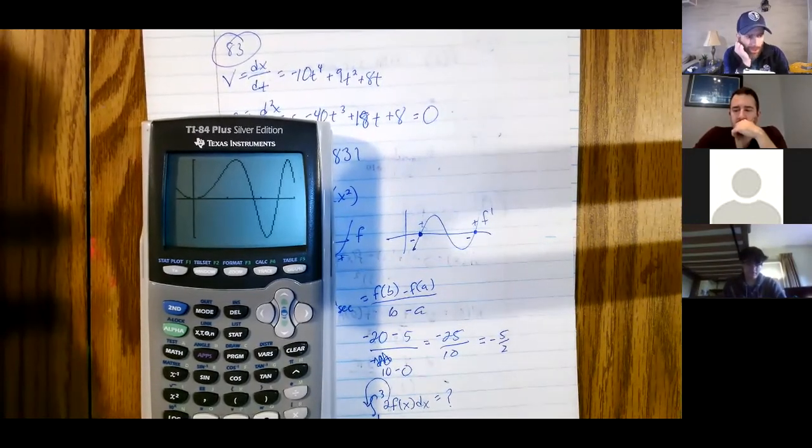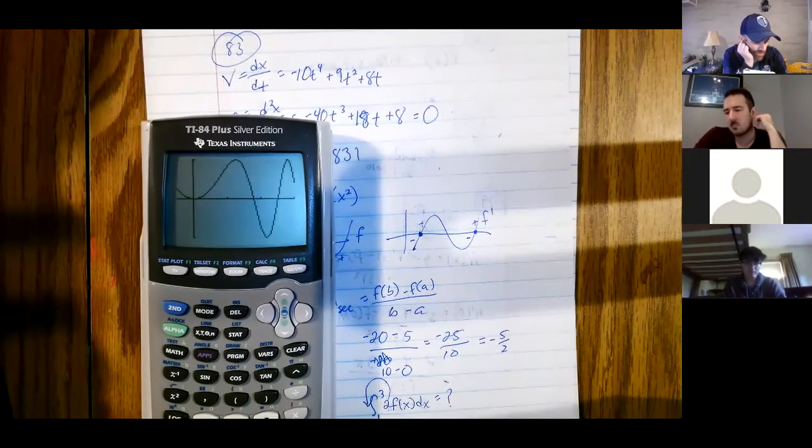When you are looking for a local minimum of f, you're just going to figure out when f prime changes from negative to positive. You don't actually need to get f.